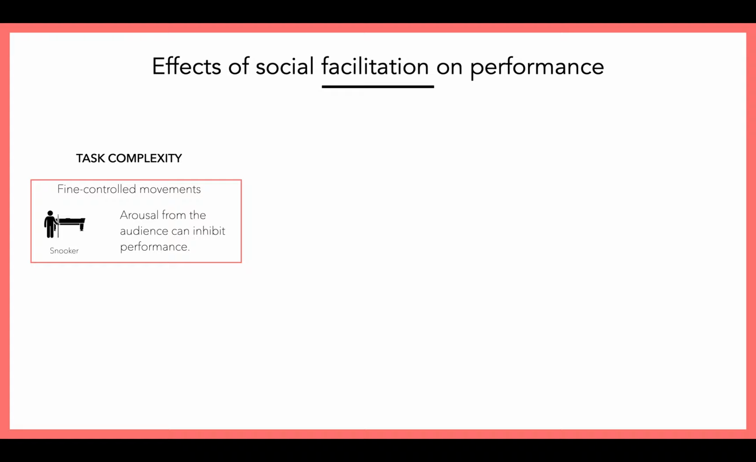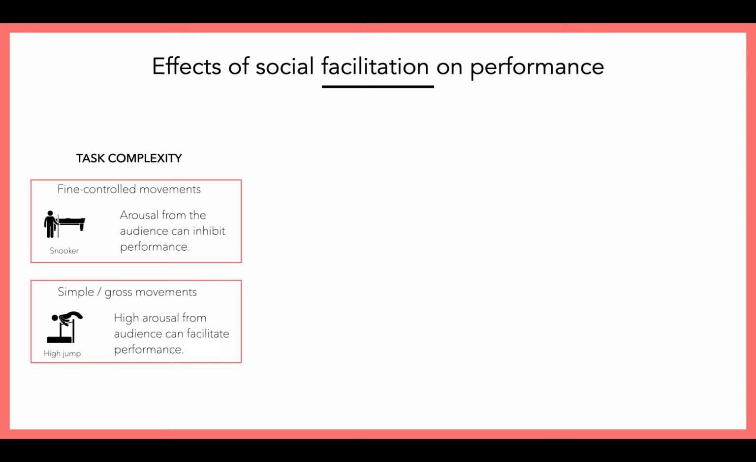So in snooker, where you need to have good cue utilization, you need to focus in on the ball you're trying to pot, you need to understand the white ball. A rowdy audience is probably going to affect you unless you're an expert, okay? So fine control movements, as we know from Zajonc, we're linking back there, can inhibit performance. Simple and gross, as we know, can facilitate performance. You often see in the high jump, when the athlete's going for a PB, the audience will start clapping, gearing them up on the runner, then they'll go silent, hoping the bar doesn't fall off.